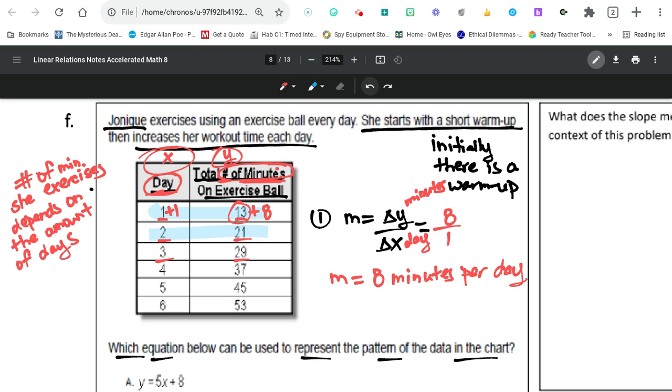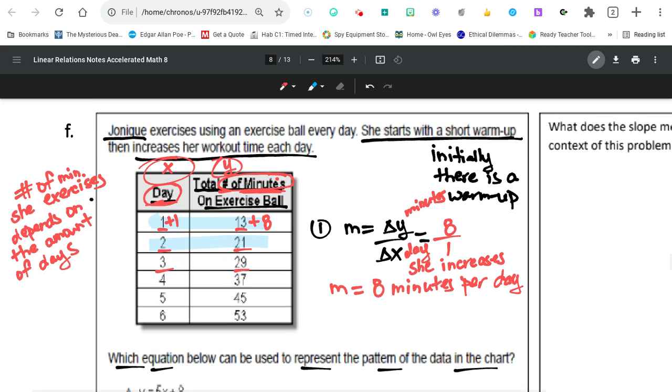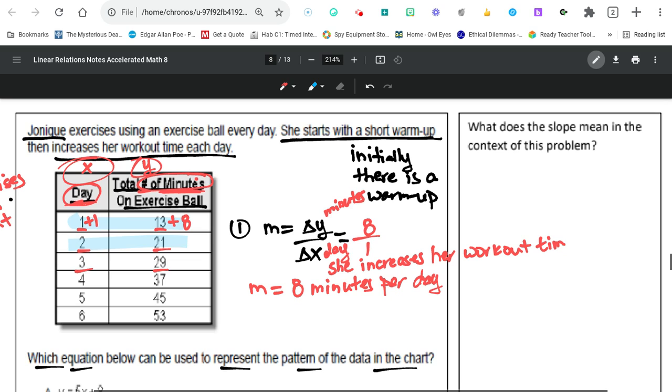Actually, what that 8 represents is that, let me take the D off. She increases her workout time by 8 minutes per day. So I'm going to put in front of this, she increases her workout time by, and then of course it's 8 minutes per day. I don't like the way it's all bunched up, guys.